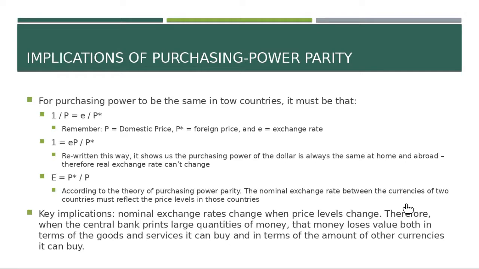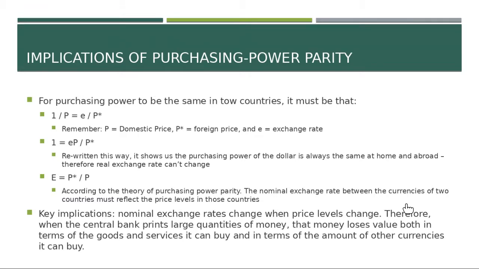We can rewrite this to say that 1 equals the exchange rate times the domestic price over the foreign price. Rewritten this way, it shows us that the purchasing power of the dollar is always the same at home and abroad, therefore real exchange rate can't change. And finally, we can take this one more step by multiplying the exchange rate over to find that the exchange rate is then equal to the foreign price over the domestic price.